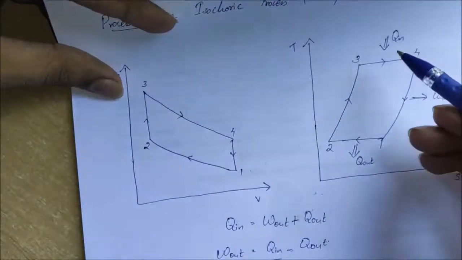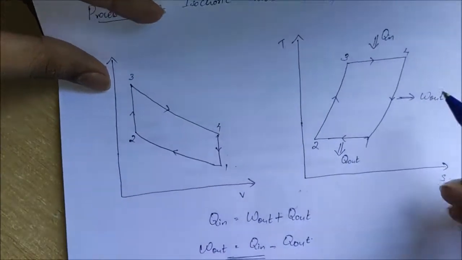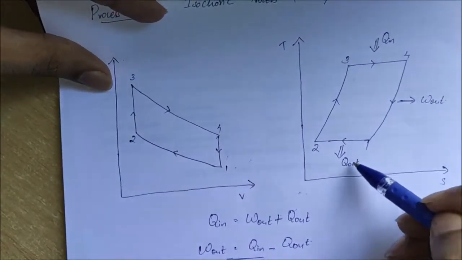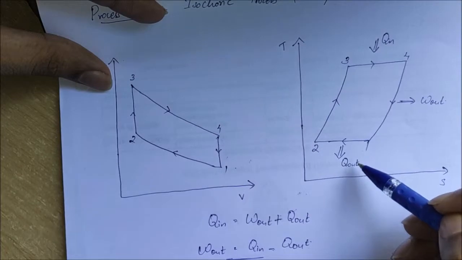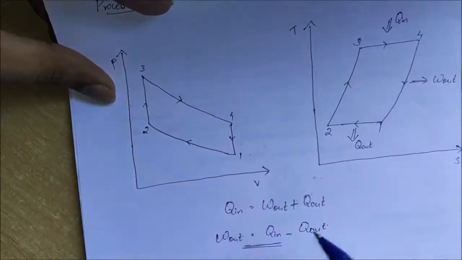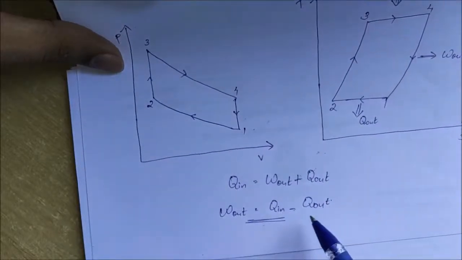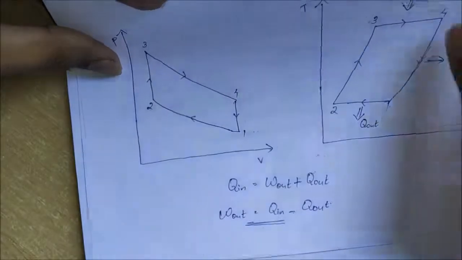Because whatever I am supplying as heat is getting converted into work output, as well as the unused energy is getting out as Q out. So Q in is equal to W out plus Q out. So what will be W out from here? It will be Q in minus Q out. So let this be in your mind.